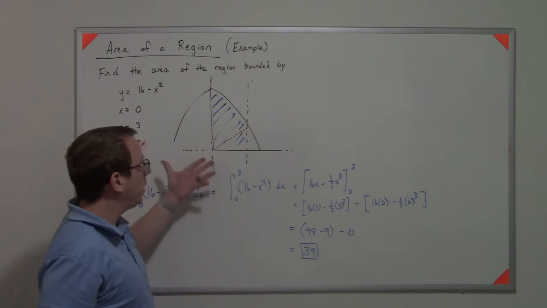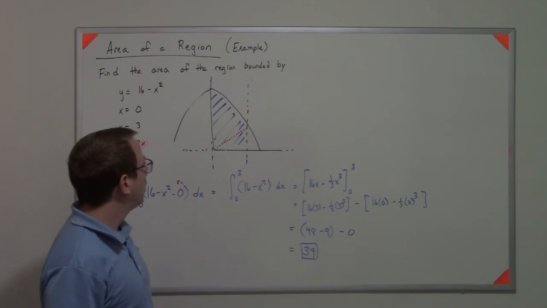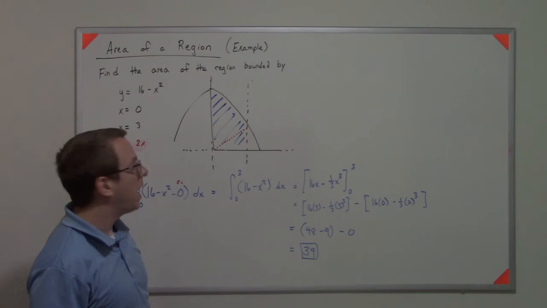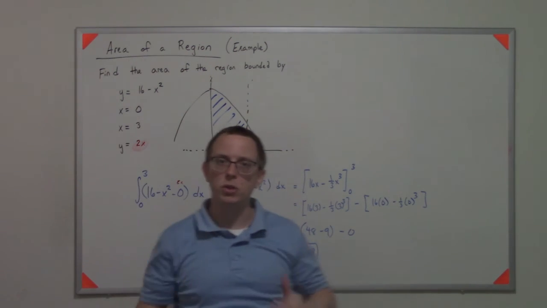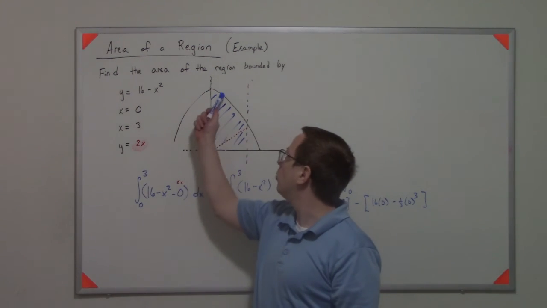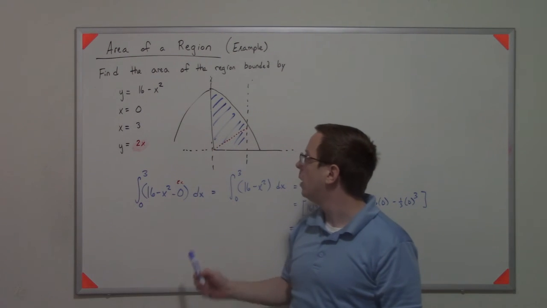And that's really how you do it. It's really not any more complicated than that. You just have to construct your bounds on your region, determine what's kind of the top and what's the bottom, and then plug that in.